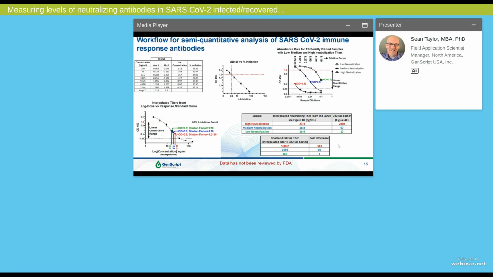And we've seen this with actual samples, these kinds of ranges. So what these values mean in terms of a large sample set and in terms of can this patient with the very low titer now be reinfected? Are they susceptible to reinfection? These are all questions that can now easily be answered by using the semi-quantitative approach with the Cpass SVNT kit, as depicted here.